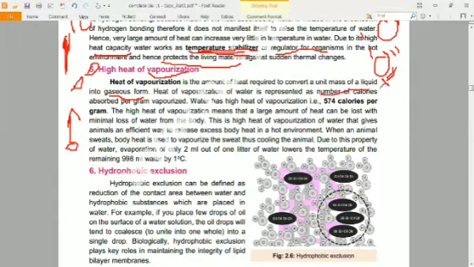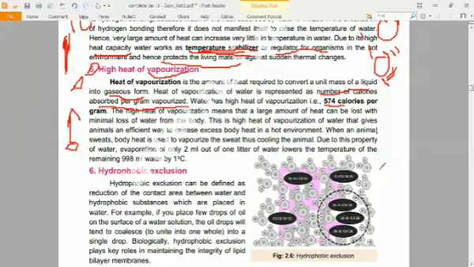It can be represented as the number of calories absorbed per gram vaporized. Like for 1 gram of water, how much energy, how many calories, it has to absorb to vaporize or to make it into the gas form. That is 574 calories per gram. So this is a very, very important property of water.